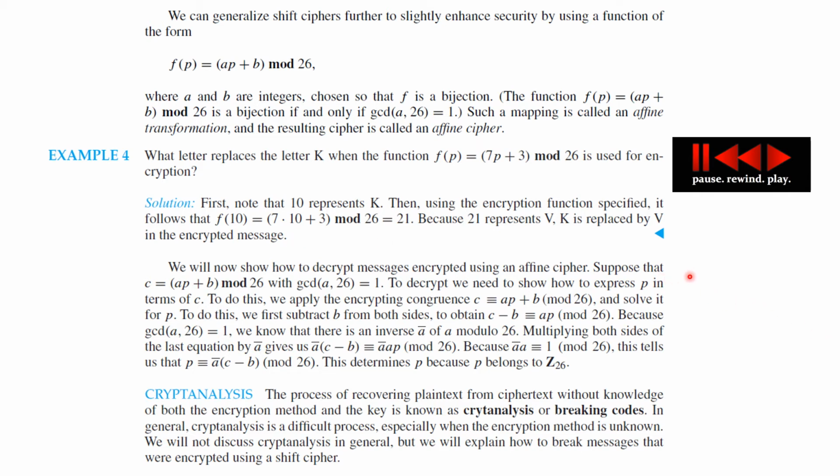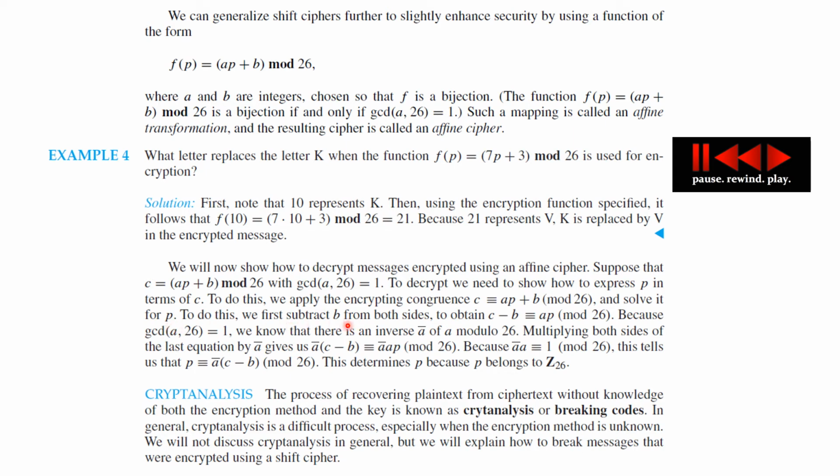So now we're going to show how to decrypt messages using an affine cipher. Suppose the ciphertext is equal to this, and the greatest common divisor of a and 26 is 1. And by the way, you do have to have this relationship in order for this to work. To decrypt, we need to show how to express p in terms of c. So what we do is we apply the encrypting congruence that c is congruent to ap plus b mod 26 and solve it for p.